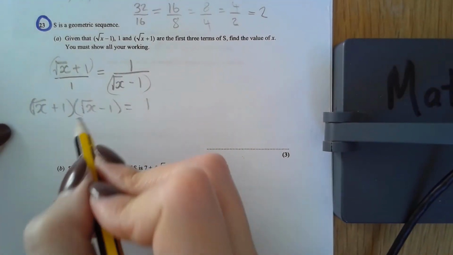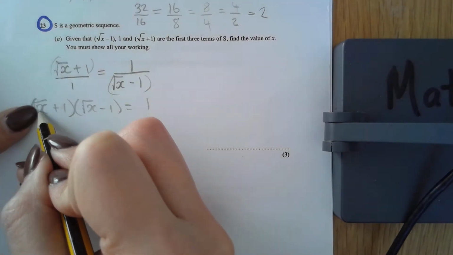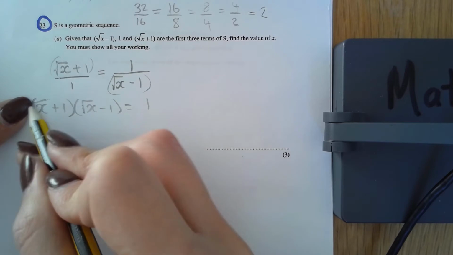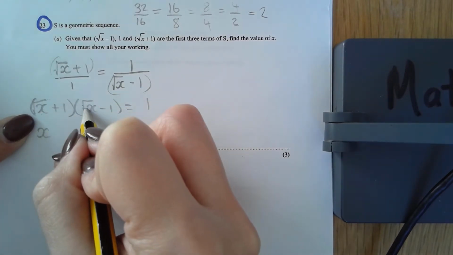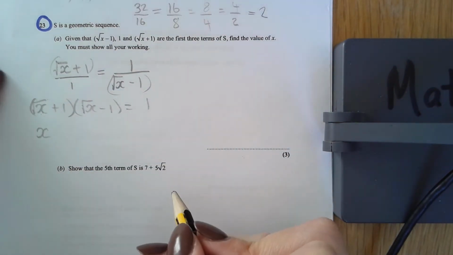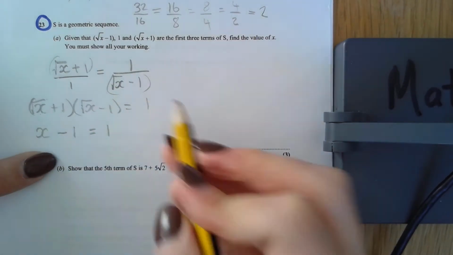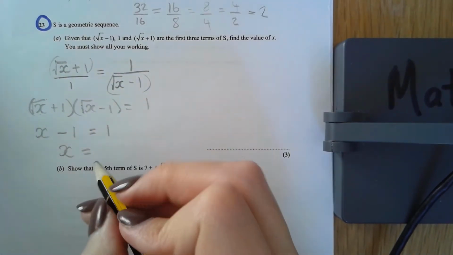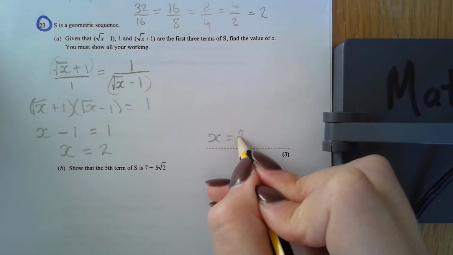I'm going to expand my brackets out. So I've got root x times root x, that's x to the power of a half times x to the power of a half. Remember, you add them together, so we've got x. One lot of root x is root x, take away another lot of root x, so they cancel out. And 1 multiplied by minus 1 is minus 1. And we know that's still equal to 1. So x must equal, adding 1 onto the other side, 2. So we end up with x equals 2.